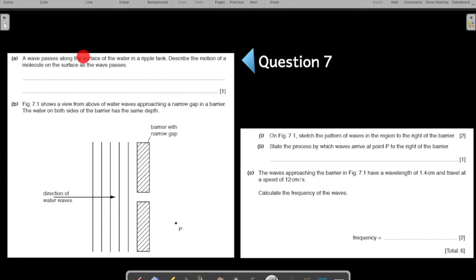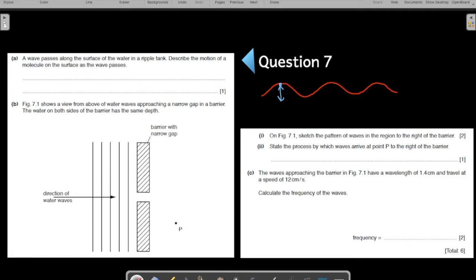A wave passes along the surface of the water in a ripple tank. Describe the motion of the molecule on the surface as the wave passes. What kind of wave are water waves? They are transverse waves. If you take up any particular molecule, how is this molecule moving? It is moving up and down.